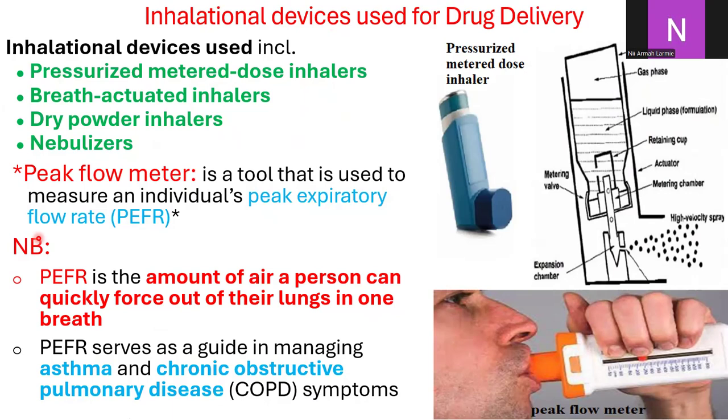There's also the peak flow meter, which is a tool that is used to measure a person's peak expiratory flow rate. This measure is important to check as a guide to help you notice if your management of asthma or chronic obstructive pulmonary disease is effective or is not helping your patient.